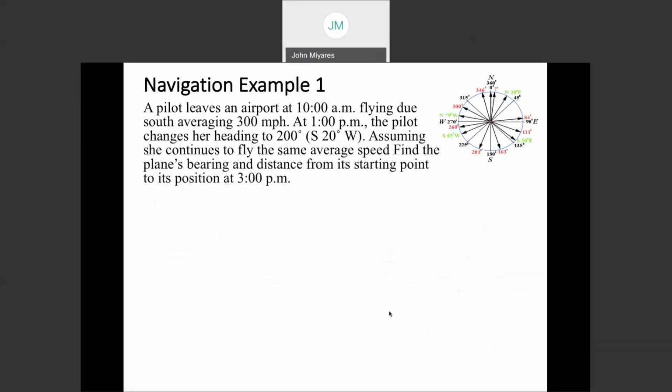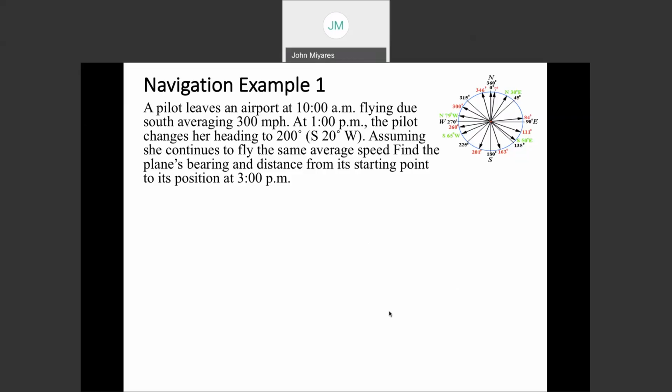Here's some examples similar to what you might see on the homework. A pilot leaves an airport at 10 a.m. flying due south, averaging 300 miles an hour. At 1 p.m., the pilot changes her heading to 200 degrees, which is going 20 degrees west of south. Assuming she continues to fly at the same average speed, find the plane's bearing and distance from its starting point to its position at 3 p.m.